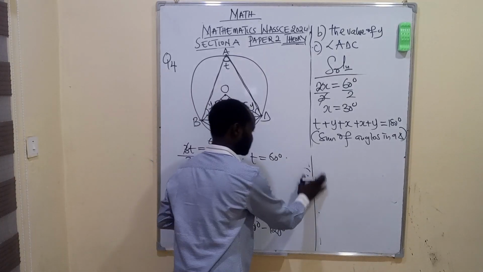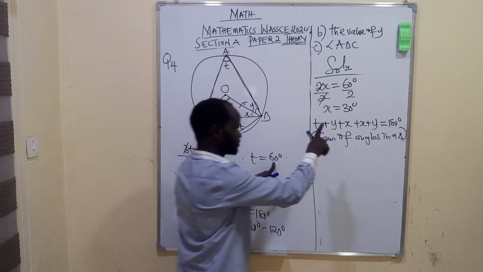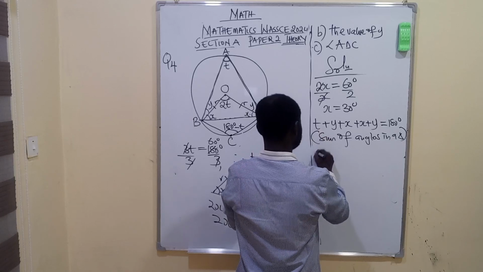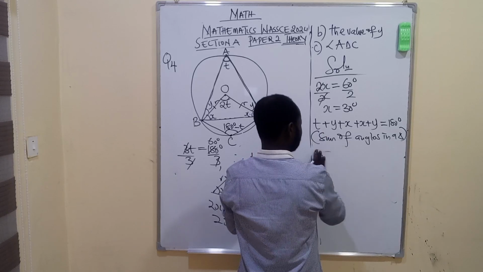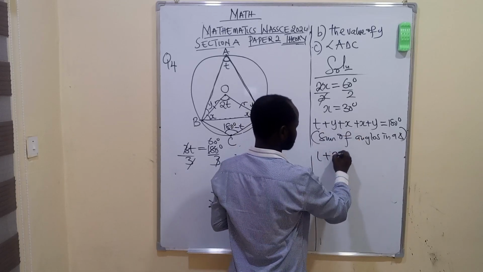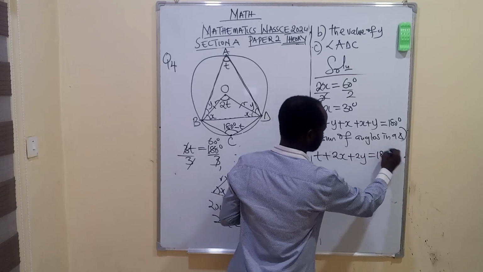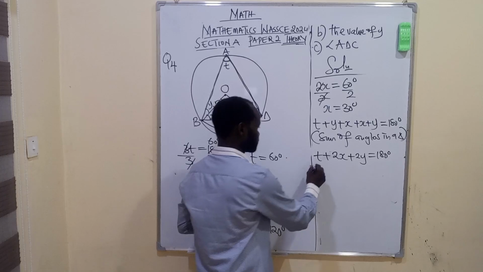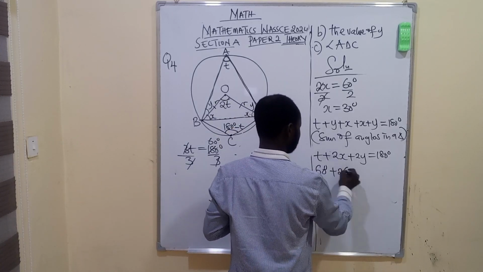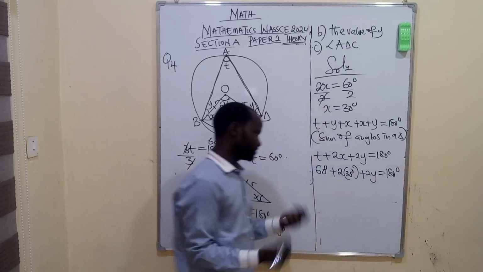Basic properties of angles. Alright, so I know t before as 60 degrees. So let me substitute, and x as 30 degrees. Before that I can sum: this will be t plus x plus x, that's 2x, y plus y, that will be 2y, equals 180 degrees. So t is 60, that will be 60 plus 2 into x, which is 30 degrees, plus 2y equals 180 degrees.